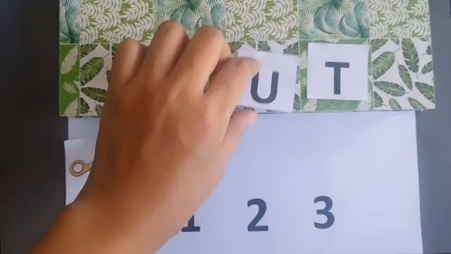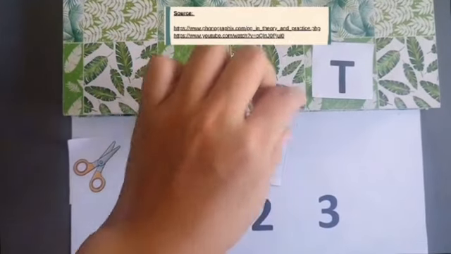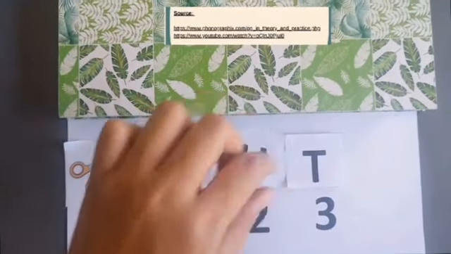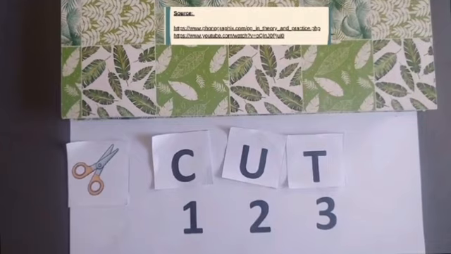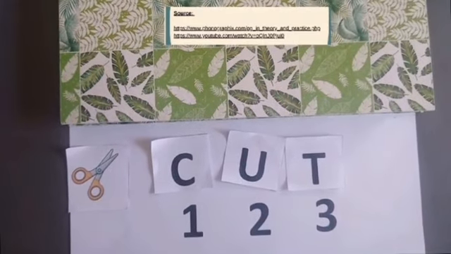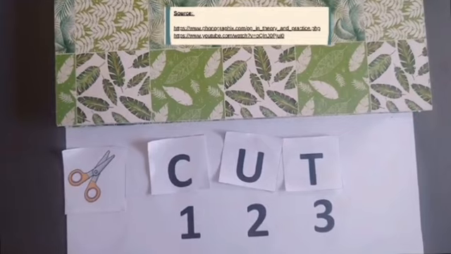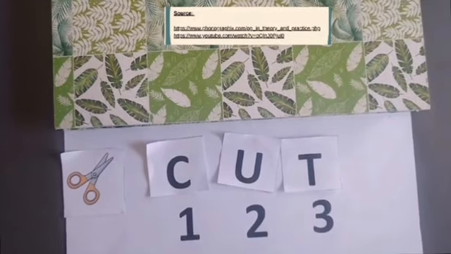K, a, t, and blend them. Cut. Afterwards, you let them write the word on a separate piece of paper while sounding it out. The instruction follows 4 levels depending on the capability of the child.